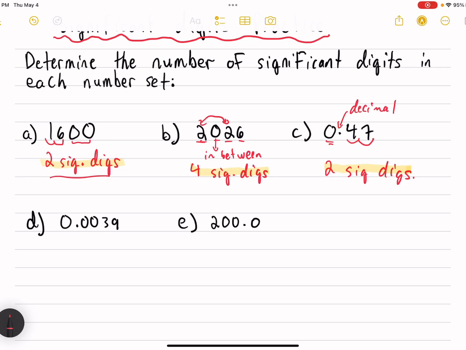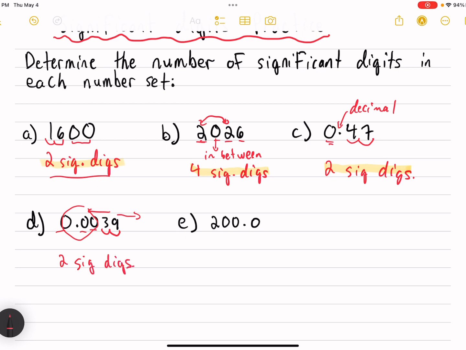Now the final 2 number sets here, 0.0039. If we look at this one, again, any non-zero is going to be significant. So we have automatically 1, 2. Now, once again, we're going to look at these 3 zeros that follow it and ask ourselves, are they to the right, meaning this way, or to the left of the last digit in this number, namely the 9? In this case, because they're to the left, they are also not significant. So this one would only have 2 significant digits.